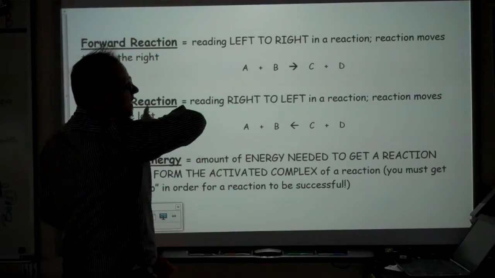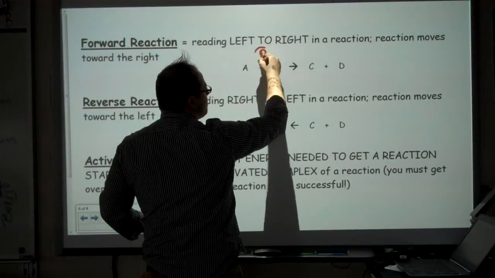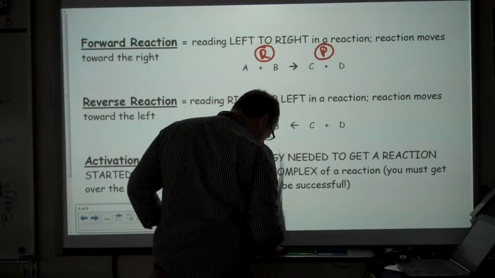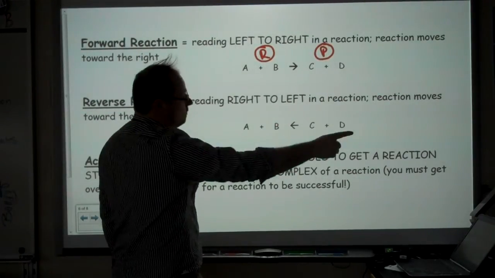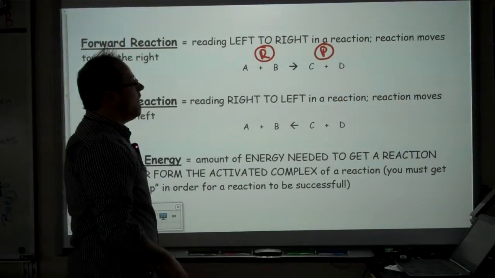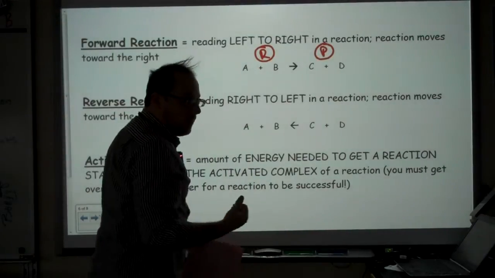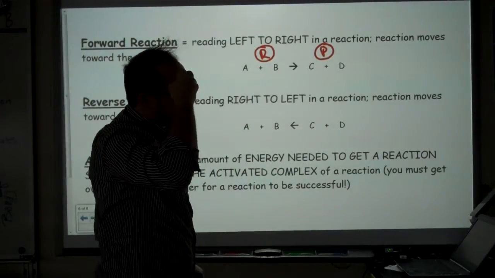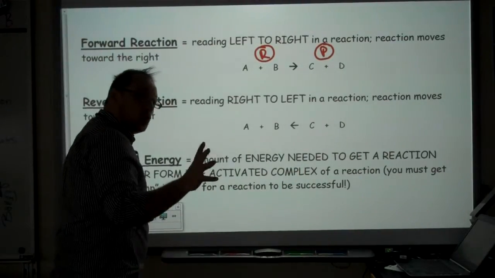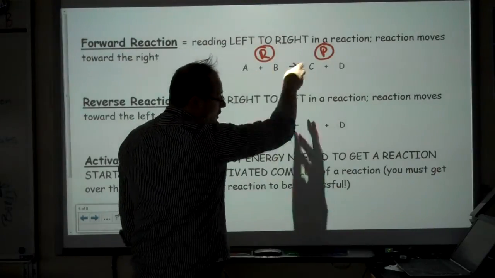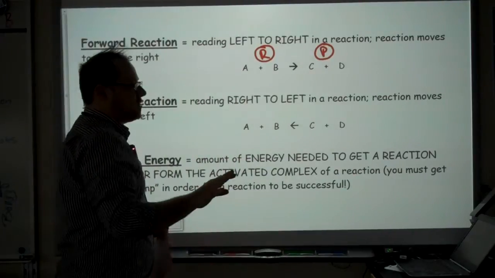Reading left to right is how we've been doing it all along. On the left-hand side, we've got our reactants, and on the right-hand side, we've got our products. The forward reaction is one arrow that points to the right. That's it. A plus B makes C plus D. Reverse reaction is when we have forced the reaction to go backwards. We're going to start to see this happen in potential energy diagrams and equilibrium. So we're forcing the reaction to come back the other way. You could technically rewrite the entire equation, flip it backwards, or you could point the arrow in the other direction.